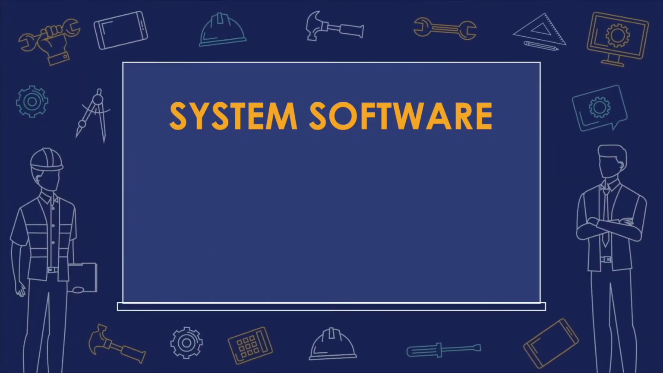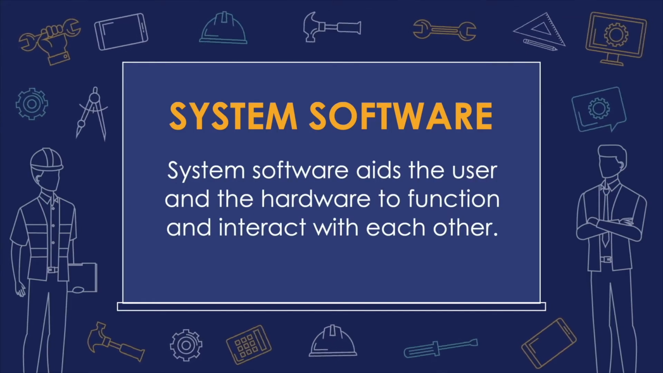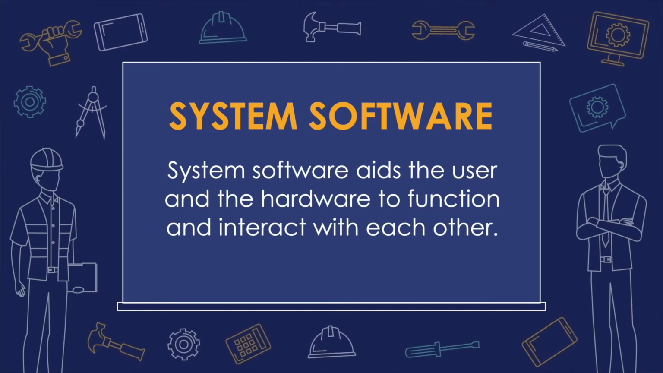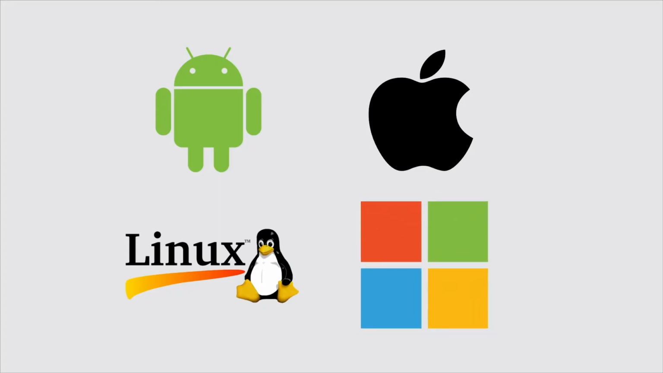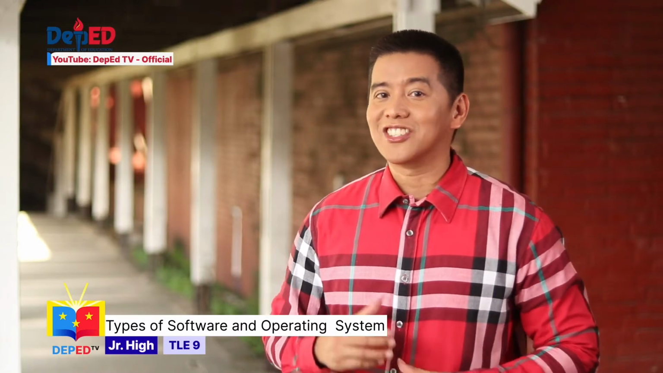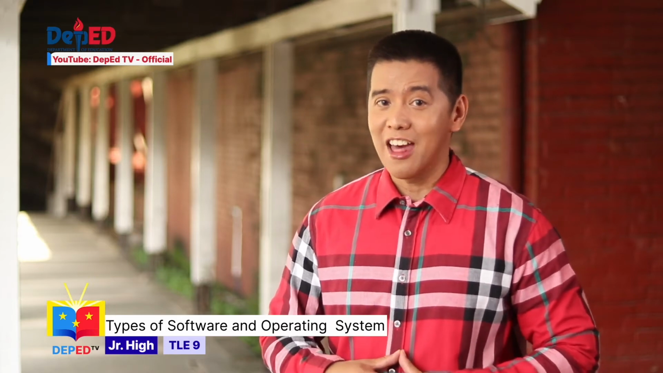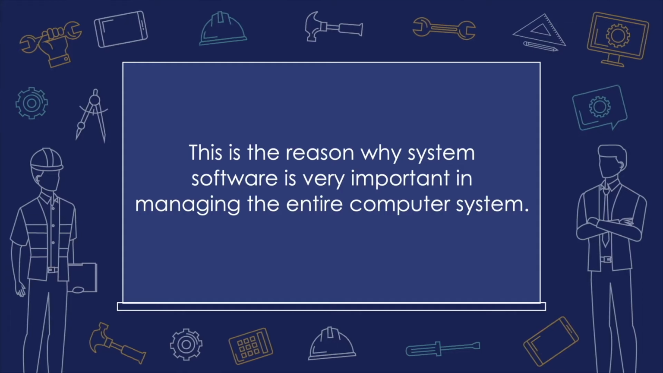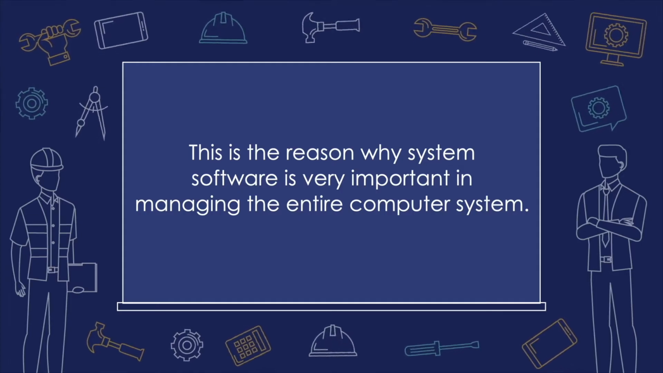Let us first discuss the system software. System software aids the user and the hardware to function and interact with each other. Basically, it is the software that manages computer hardware behavior to provide basic functionalities that are required by the user. In simple words, we can say that system software serves as a link or a middle layer between the user and the hardware. This is the reason why system software is very important in managing the entire computer system.